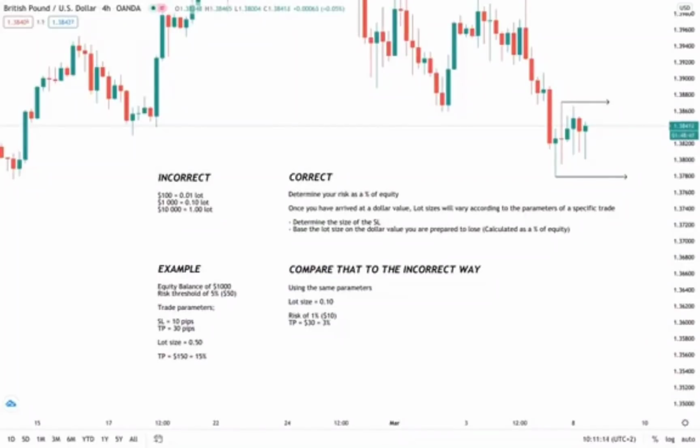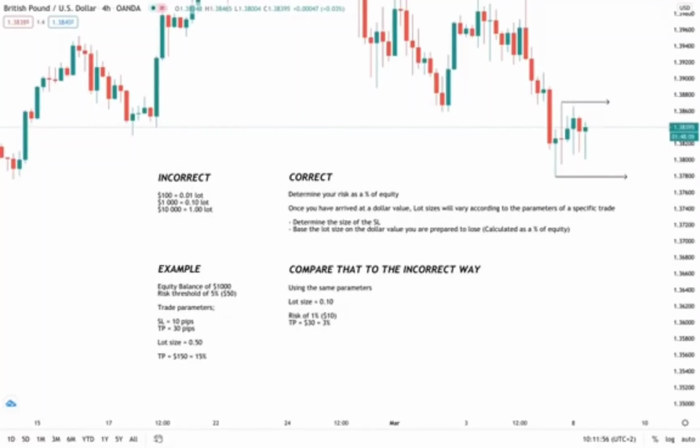So if we take that and we compare it to the incorrect way of doing things, all right, using these same parameters, if we have that $1,000 account, now, according to the incorrect formula, you need to use a lot size of 0.1, okay? So with that lot size of 0.1, you are technically risking 1% of your account, which equates to around $10, all right, with that 10 pip stop. And if target were to be reached, you're netting a profit of around $30, which equates to 3% growth, all right? Now, if you compare the two, there is a huge difference in those percentages, all right?